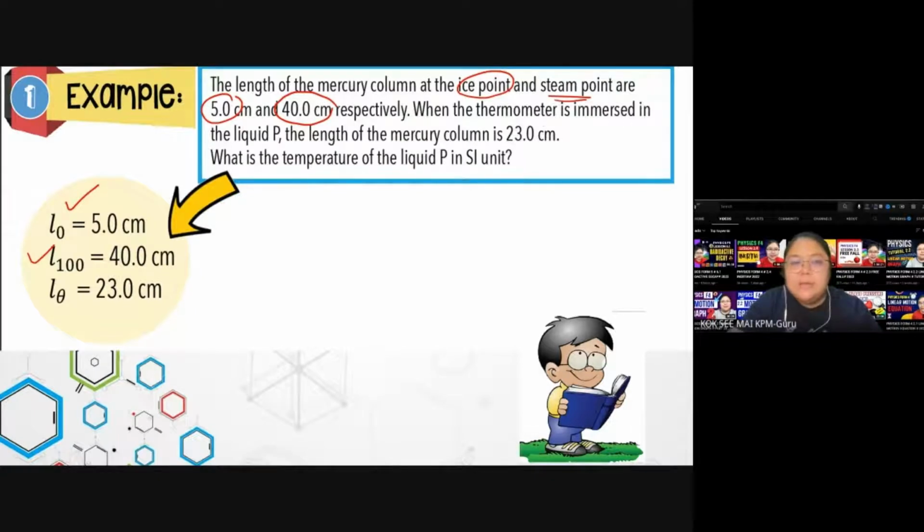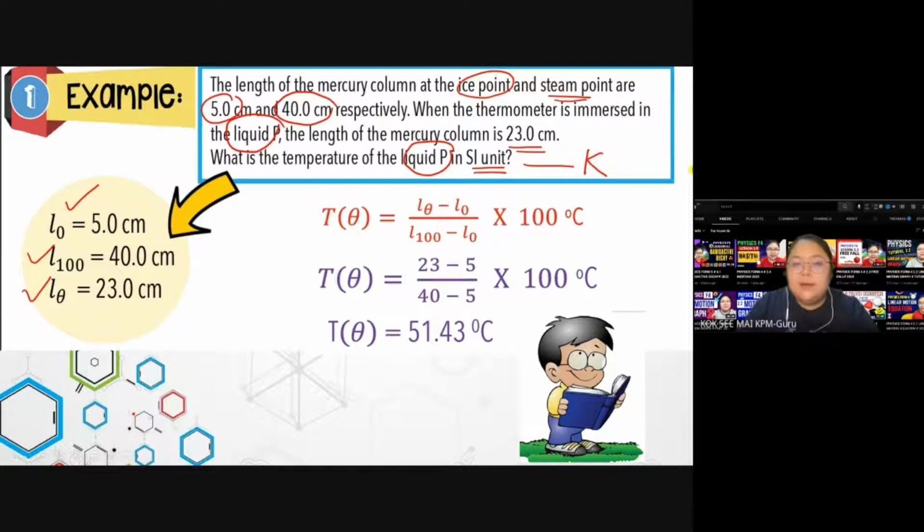Then after that, they say immerse it inside liquid P. The line becomes 23. So I label this one L theta, 23. After that, they ask you what is the temperature of this liquid P in SI unit. What is the SI unit? Kelvin, not degrees Celsius. So that means you find degrees Celsius first, later we convert. So we show the formula first. L theta minus L0 over L100 minus L0. So I put in 23 minus 5 over 40 minus 5, multiply by 100. So I get 51.43.